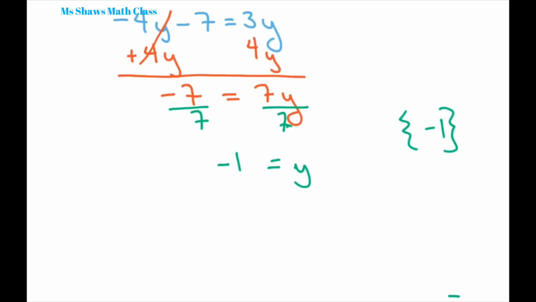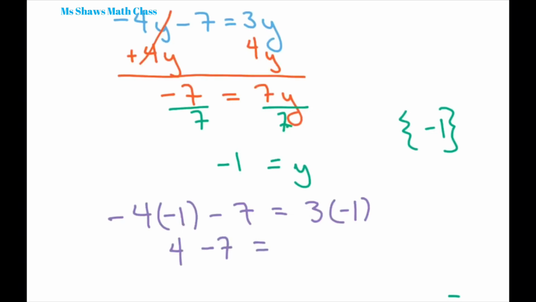Now let's go ahead and use substitution, our property of substitution, and plug in my answer, my solution set, to see if I did it right. So I'm going to plug in negative 1 here, negative 1 here, everywhere there was a y. So negative 4 times negative 1 is positive 4 minus 7 equals, and 3 times negative 1 is negative 3. So 4 minus 7 is negative 3 equals negative 3. So our solution worked out.